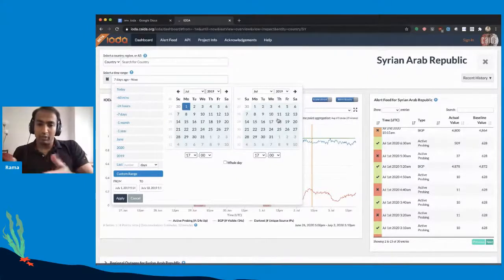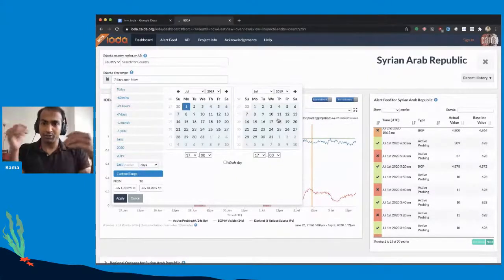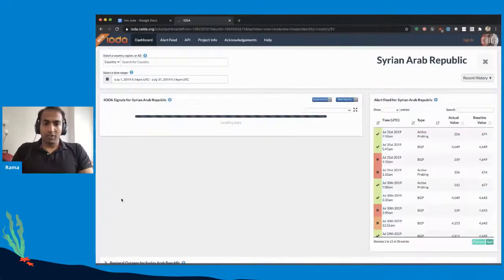This 1 month can be any month. It could be all of June 2020. It could be all of July 2019, all the way back until 2030. But let's take a look at July 2019. So I'm going to hit apply. And since we've asked for quite a lot of data, this graph may actually take a little bit of time to load.